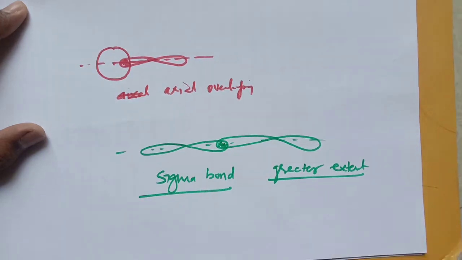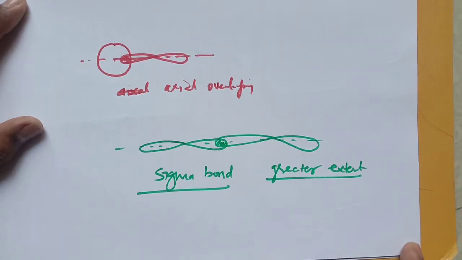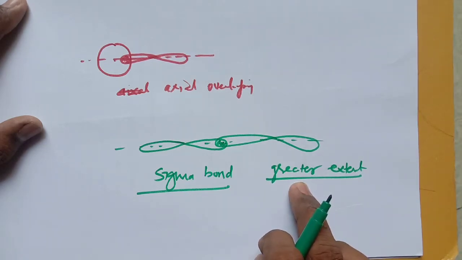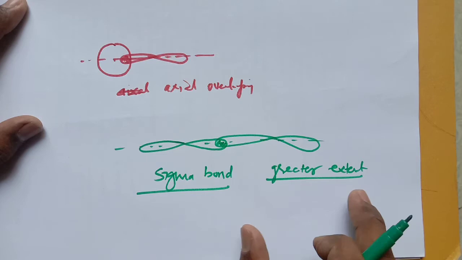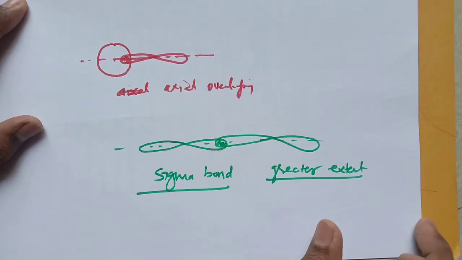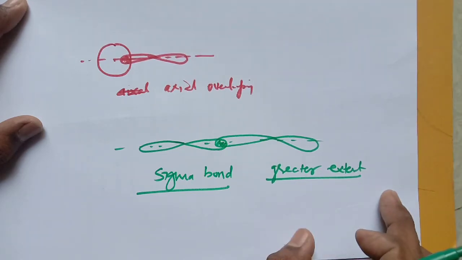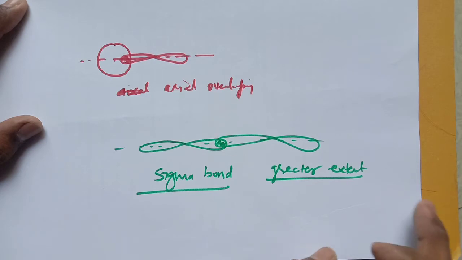ज़्यादा क्वांटिटी में ये ओवरलैपिंग होता है, and if it takes place to the greater extent, according to the concept of VBT called Valence Bond Theory, if the extent of overlapping is greater, stronger is the bond formed. जितना ओवरलैपिंग ज़्यादा रहेगा उतना स्ट्रॉन्ग बॉन्ड तैयार होगा.